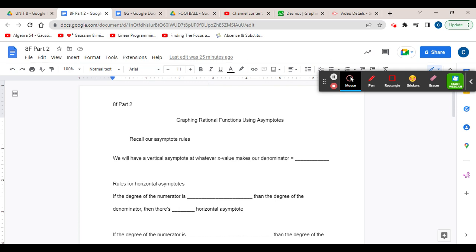Okay, here's our 8F part 2 notes. I want to talk just briefly about asymptotes. Again, I talked about them a little bit in the previous notes, but we ended up not really using them a lot.